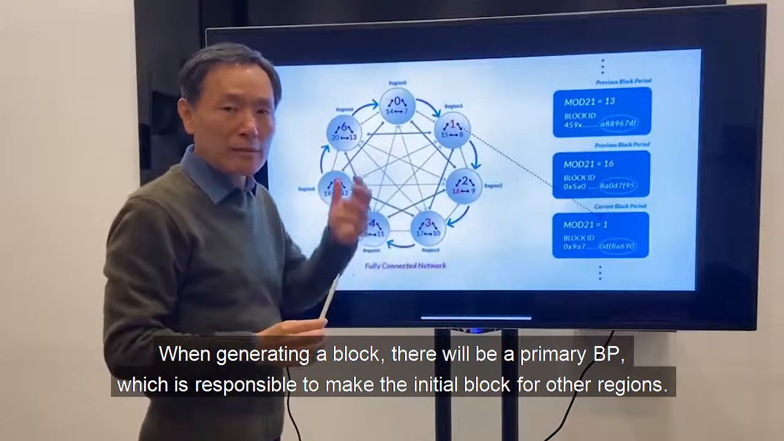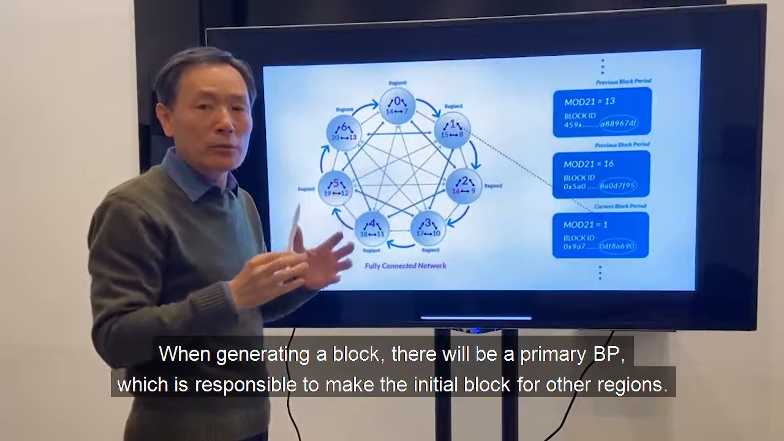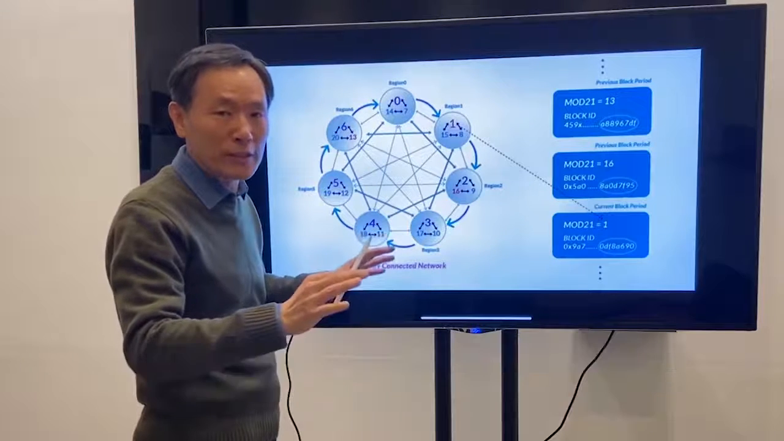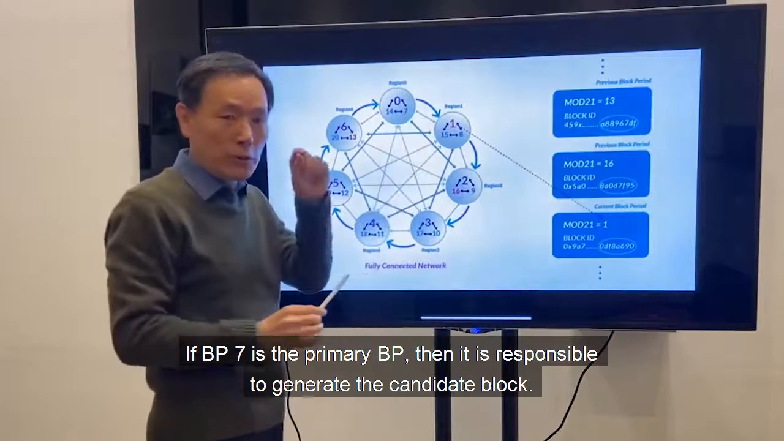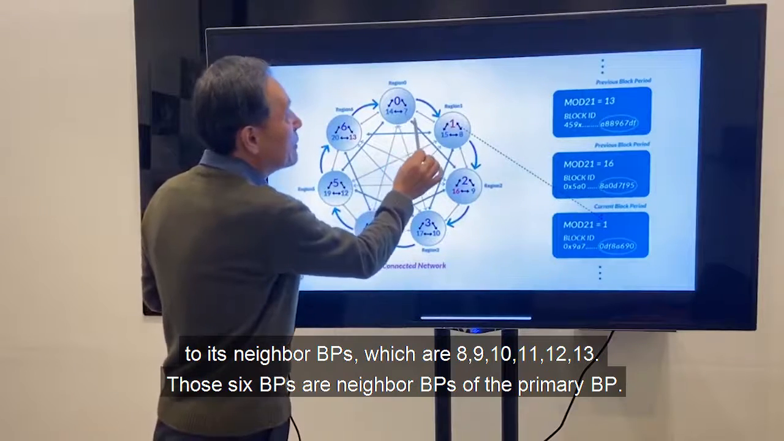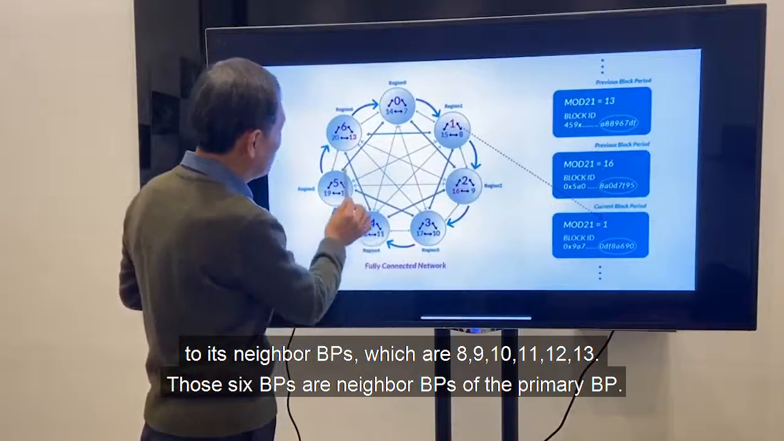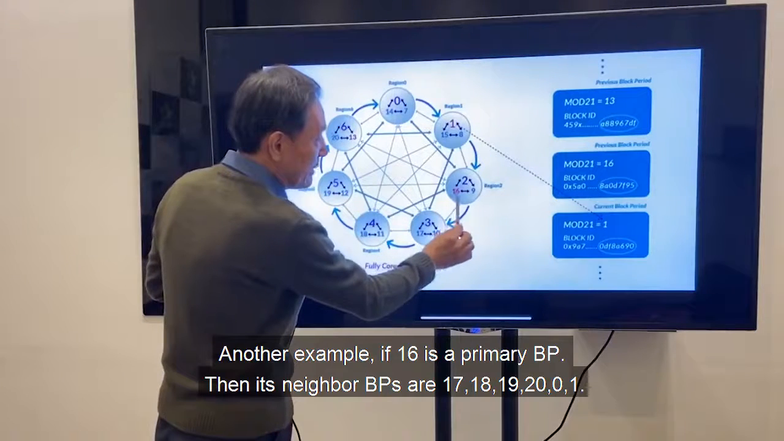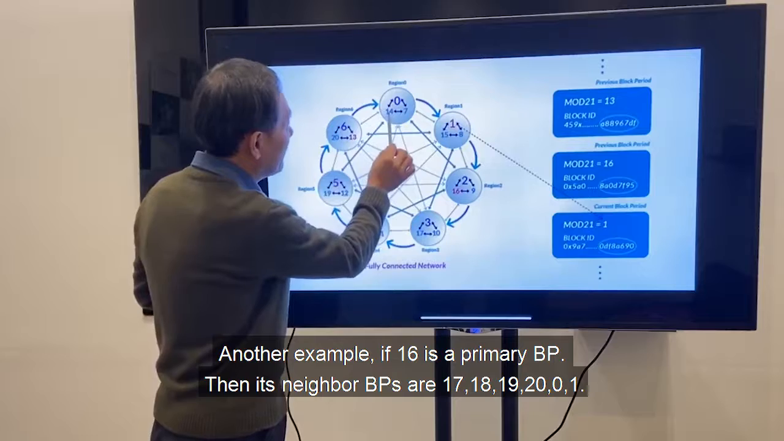When we make blocks, there will be a primary BP, the BP responsible for making the initial blocks, and it propagates to the regions. If BP 7 is the primary BP, it is responsible for generating the candidate block, and then it propagates to its neighbor BPs: 8, 9, 10, 11, 12, 13. Those 6 BPs are neighbor BPs. If 16 is the primary BP, its neighboring BPs are 17, 18, 19, 20, 14, 15.